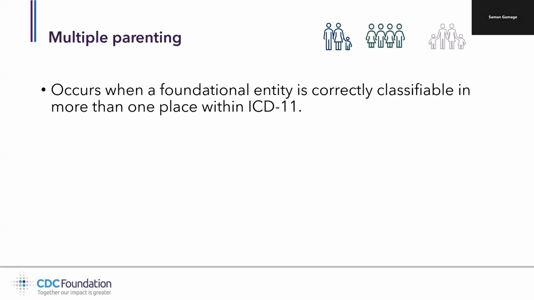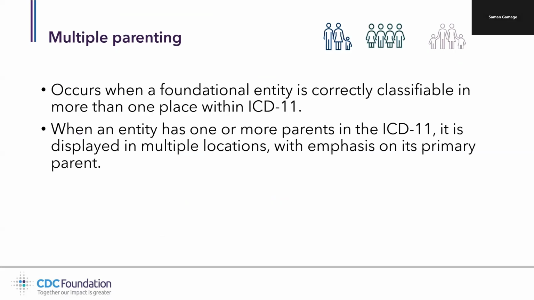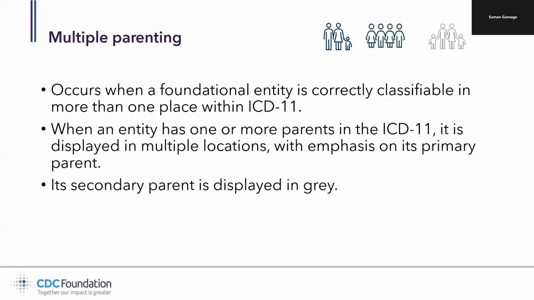What do you mean by multiple parenting? It occurs when a foundational entity is correctly classifiable in more than one place within ICD-11. This means some entities have more than one parent. When an entity has more than one parent in ICD-11, it is displayed in multiple locations with emphasis on its primary parent. Its secondary parent is displayed in grey.